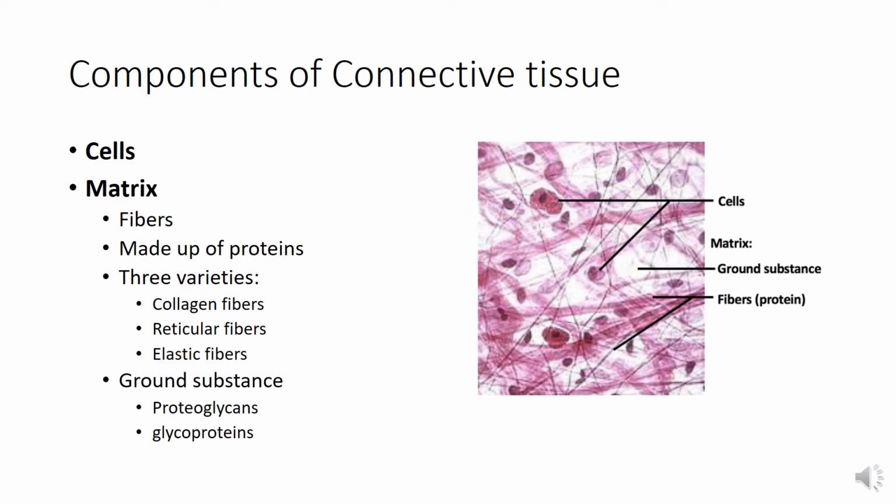So what are the components of connective tissue? As I have told you before, it consists of cells and extracellular matrix. So the cells, various types of cells performing different functions, and the matrix, which consists of the fibers. These fibers are made up of proteins. There are 3 varieties of fibers: collagen fibers, reticular fibers, and elastic fibers. And then the ground substance. The ground substance consists of proteoglycans and the glycoproteins.